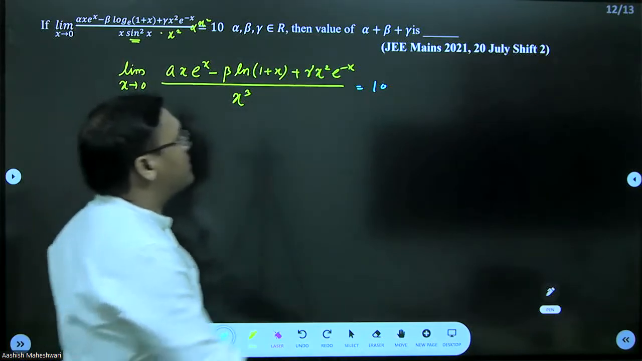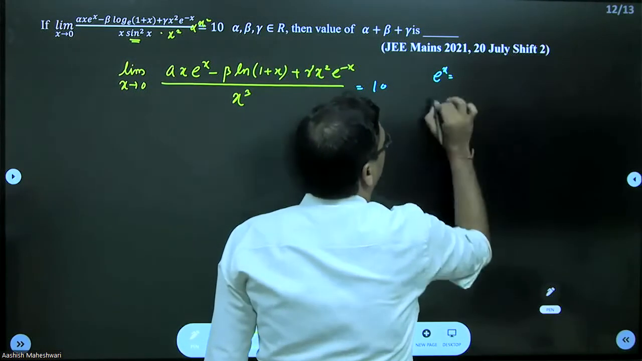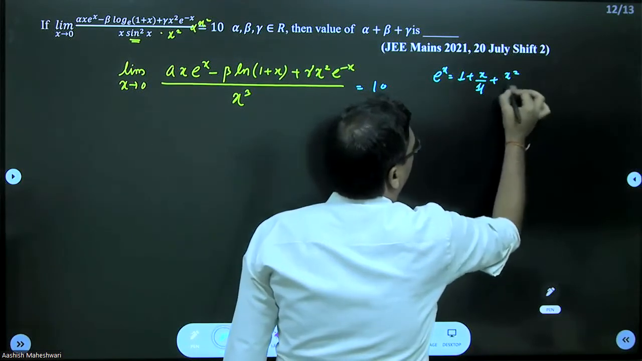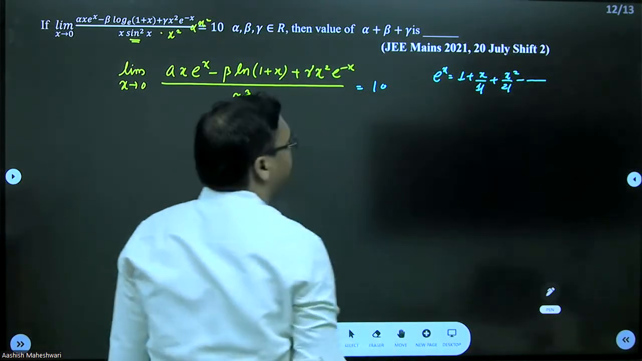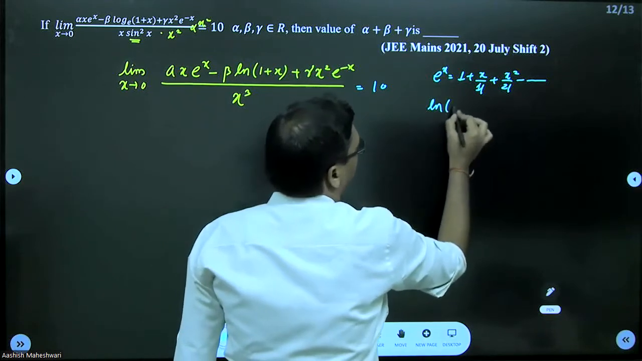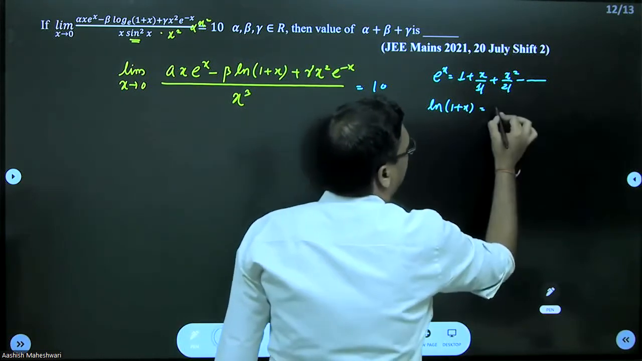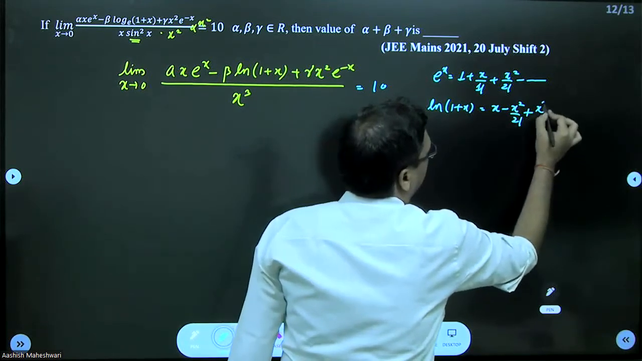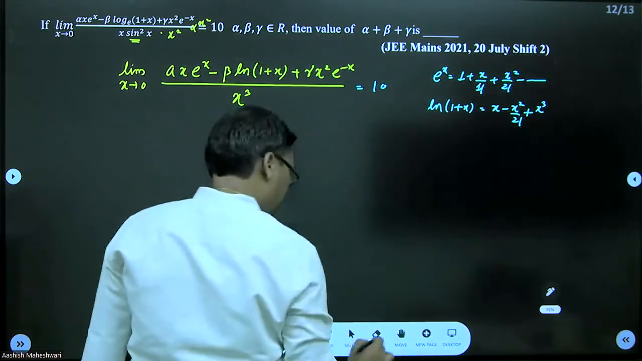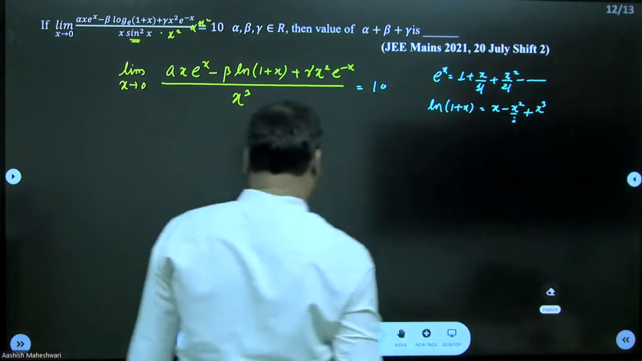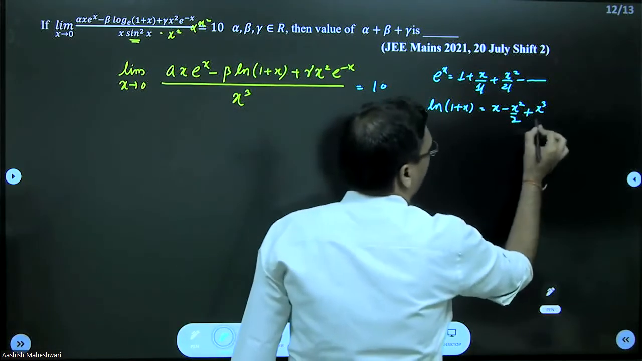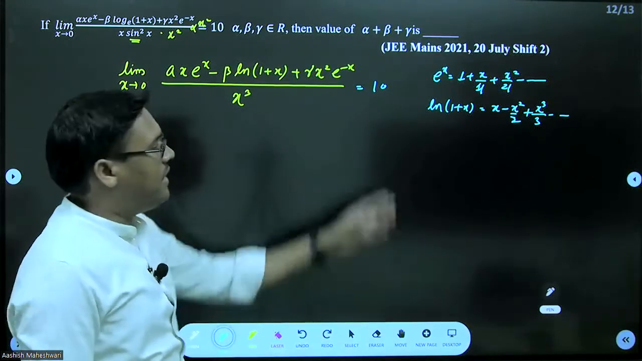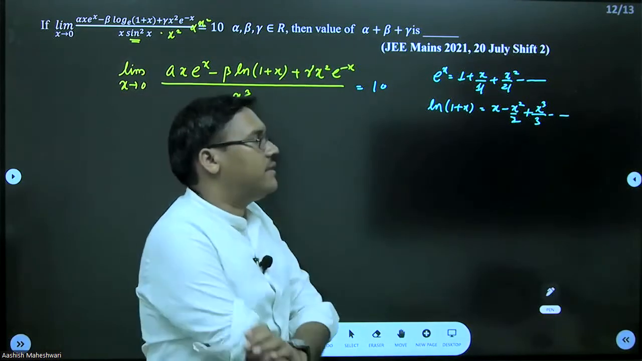Okay. What is the expansion of e raised to x? We know the expansion of e raised to x. This is 1 plus x upon 1 factorial, x square upon 2 factorial, and so on. Similarly, what is the expansion of ln 1 plus x? This is x minus x square upon 2, sorry, x minus x square upon 2, not 2 factorial, plus x cube by 3, and so on. This is the expansion of ln 1 plus x and e raised to x here, right?